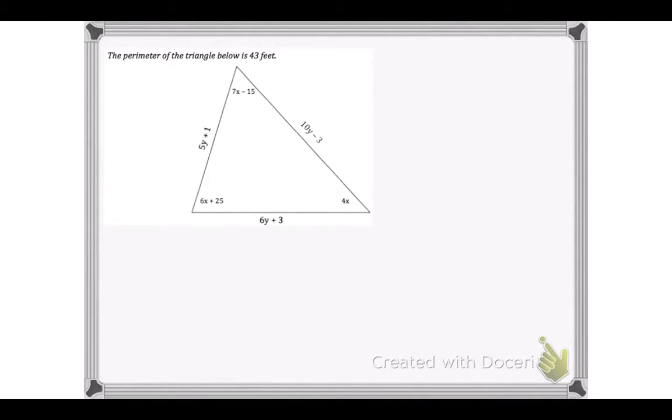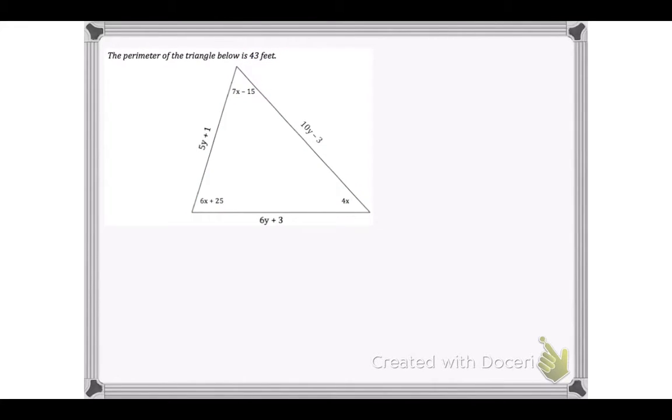Hey Honey Bunnies, it's Miss K. I wanted to connect with you guys about the answer to this problem. There's actually two answers. There's one for each of the concepts that we just reviewed prior to the guided notes. The first concept is perimeter. As you know, you find the perimeter of any shape by adding up all the sides. So we're going to add up these three sides, and it's going to equal 43 feet.